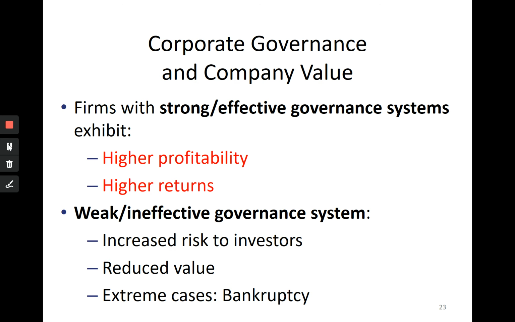Corporate governance affects the value of a company. Good corporate governance leads to higher profitability, to higher returns for investors. Weak and ineffective corporate governance increases the riskiness of the corporation for the investors, reduces the value of the firm, and of course, in extreme cases, leads to bankruptcy.